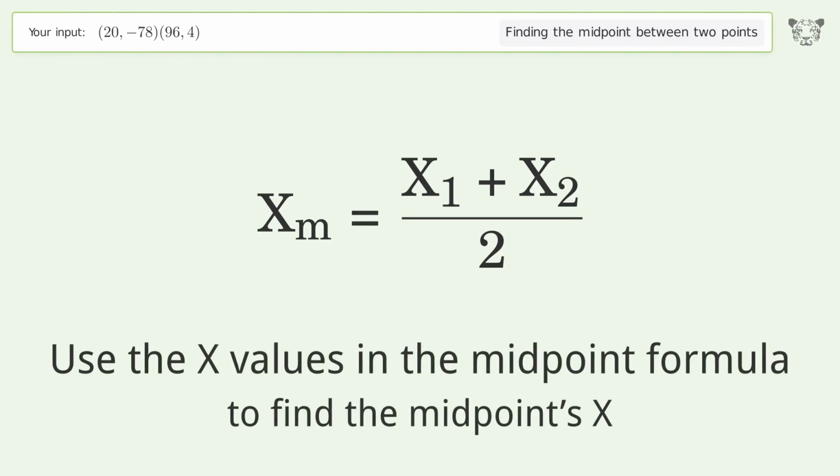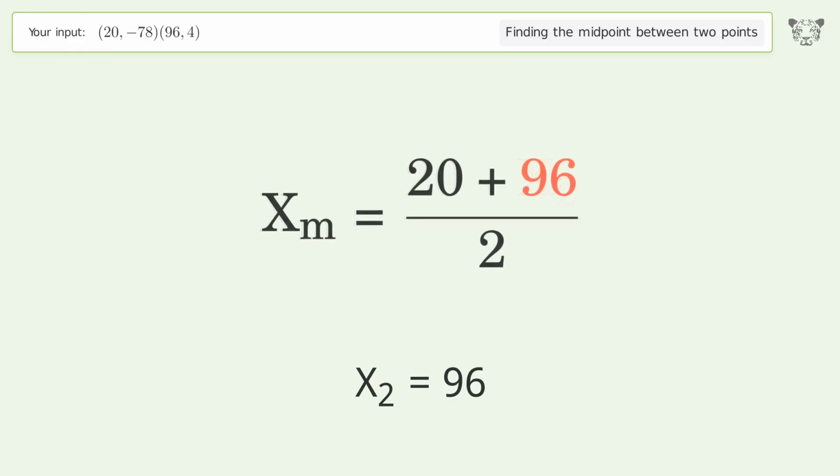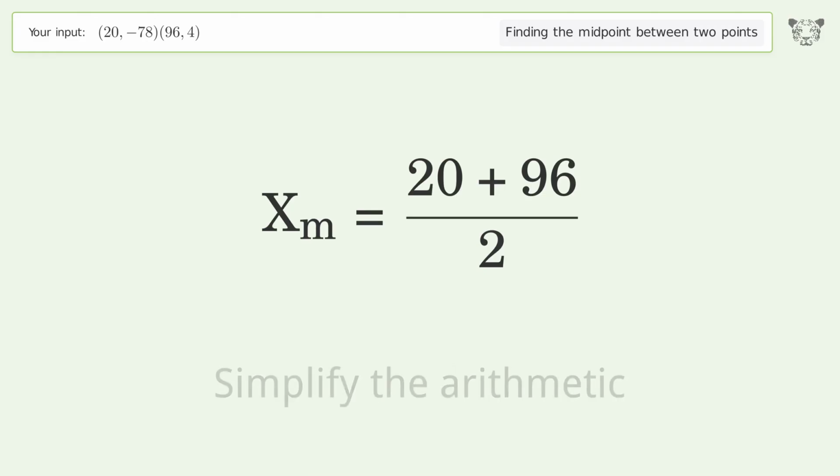Use the x values in the midpoint formula to find the midpoint's x. x1 equals 20. x2 equals 96. Simplify the arithmetic.